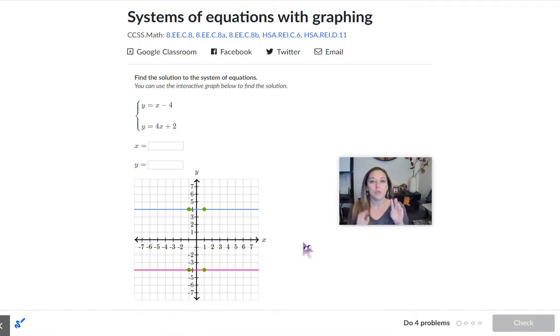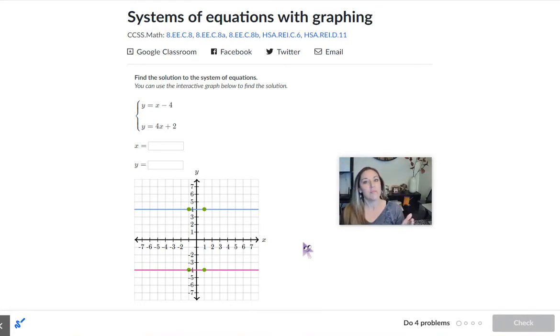Okay, so there's three types of answers you're going to get. If you have two straight lines, and they cross, they're only going to cross in one spot, right? So most of the problems we do will have one solution. It's that one point where they cross. Now, if they never cross, they'll end up looking like this. They'll be parallel lines, and they won't ever cross, so there will be no solution to these lines.